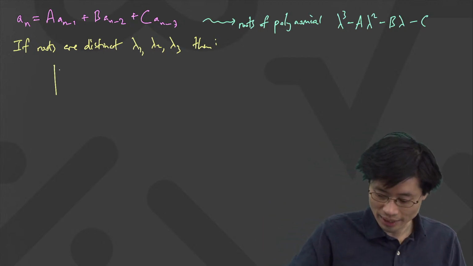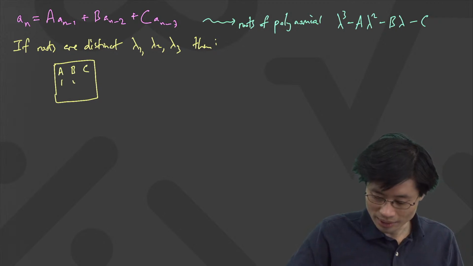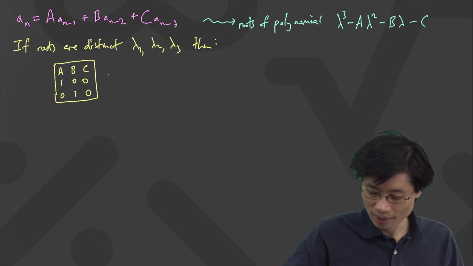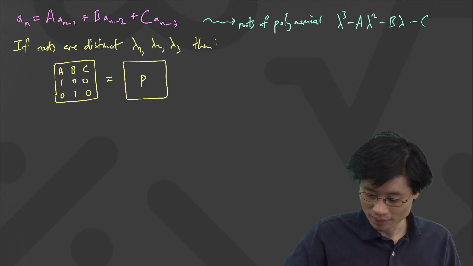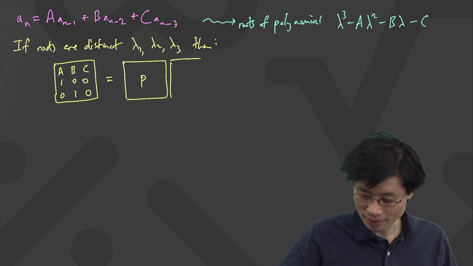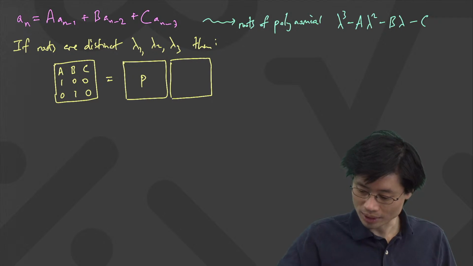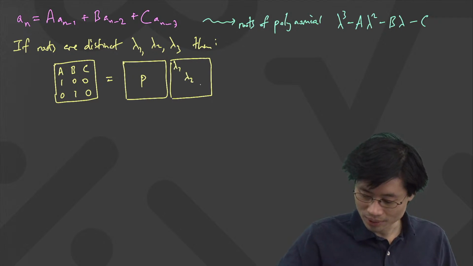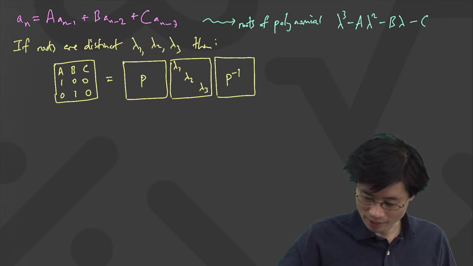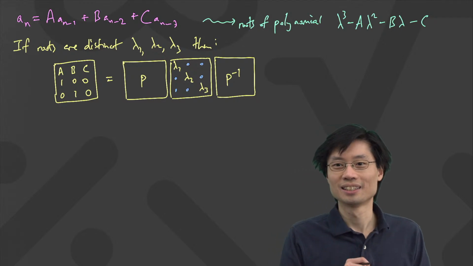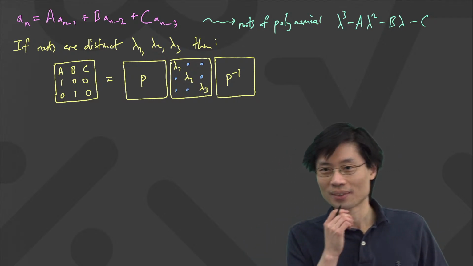Then what I found out is that if I take this matrix with rows A, B, C, 1, 0, 0, 0, 1, 0, then after I invert that matrix, it is some matrix P times the diagonal matrix, which is just lambda 1, lambda 2, lambda 3, times the P inverse. And this is zeros, zeros all around the lambdas. Okay. Blob math time.